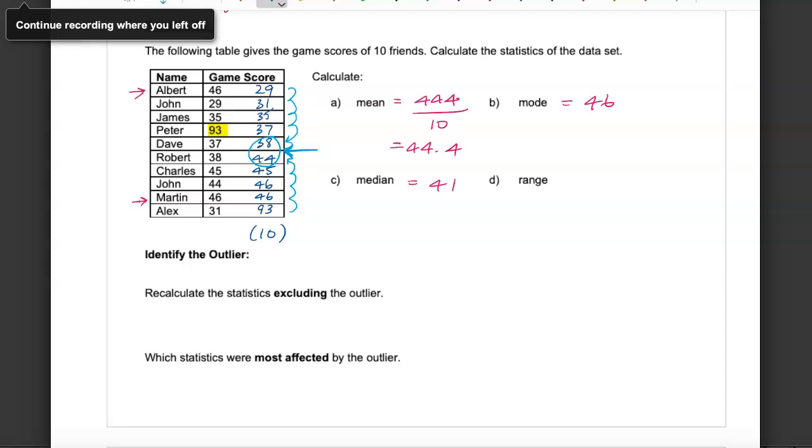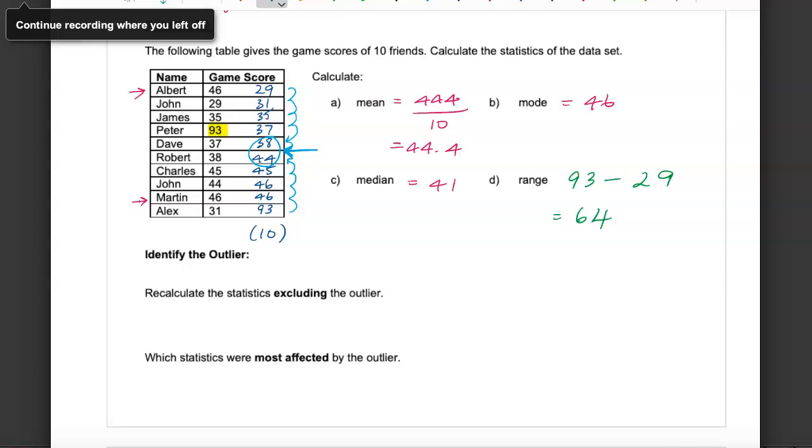Now our range, the highest score, Peter's 93, take the smallest score of 29, leaves a huge range of 64. So to me, that's quite alarming to have a difference of 64 points in a game.